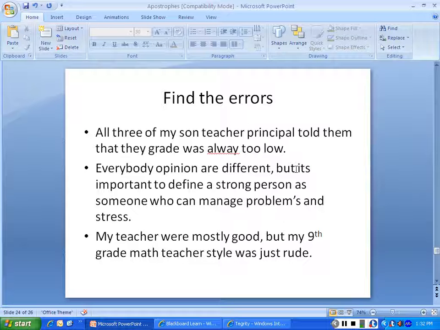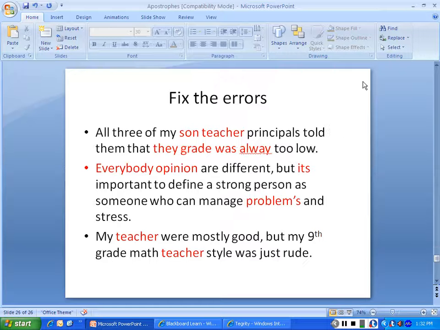Everybody's opinion are different, but it's important to define a strong person as someone who can manage problems and stress. My teacher were mostly good, but my 9th grade math teacher's style was just rude. Pause the recording if you need to while you look for the errors. Let's see if you found them all.